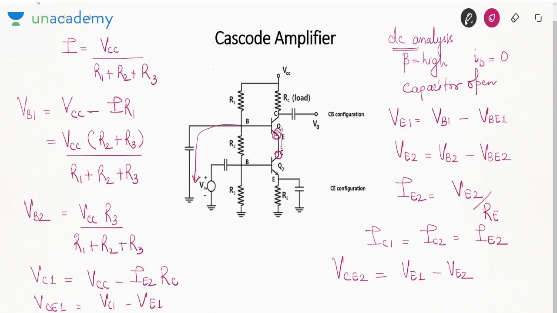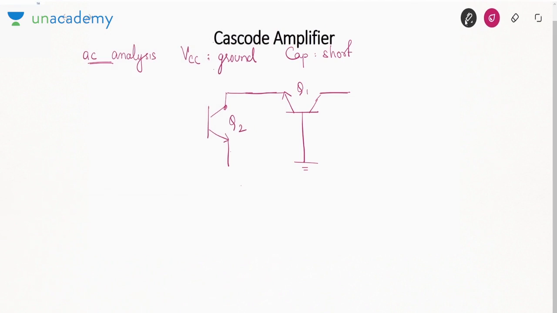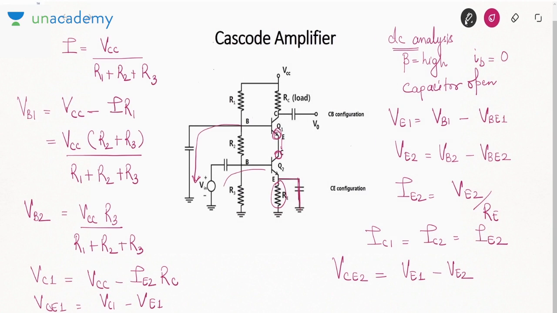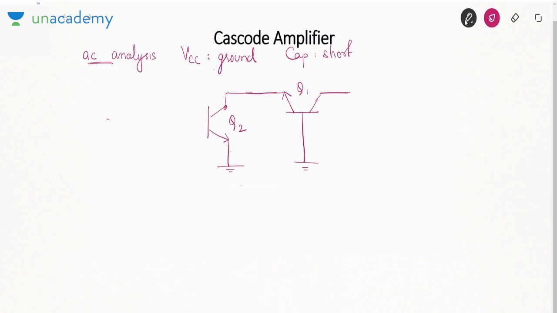Now see, this emitter resistance of Q2 is grounded through this capacitor. So this emitter terminal of Q2 will be grounded. Okay. Now see, the base of Q2 is connected to Vin.